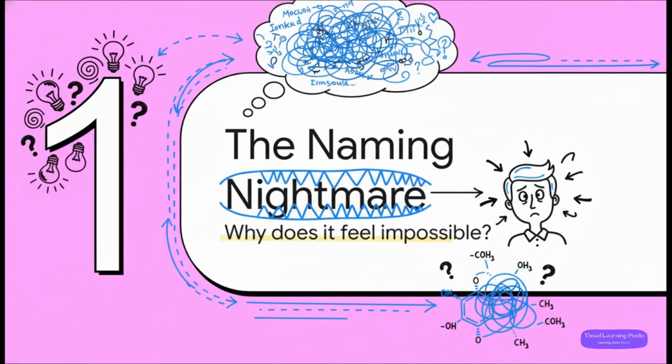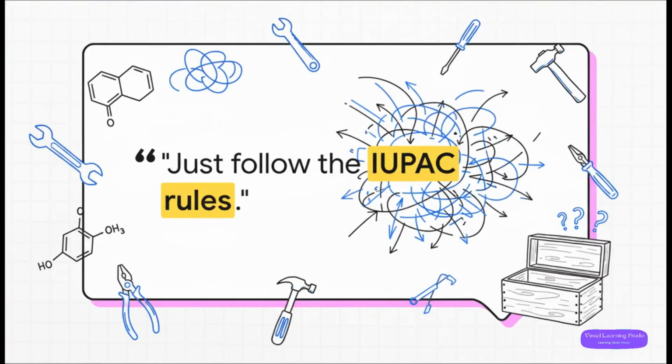Why does this whole thing feel so impossible? I bet you've heard this 1,000 times from teachers, right? Oh, just follow the IUPAC rules. Thanks, that's so helpful. The problem is, there are like 50 different rules and nobody tells you which one to use first. It's like someone dumping a box of IKEA parts on the floor and saying, just build a bookshelf. You need the instructions. You need to know the order.